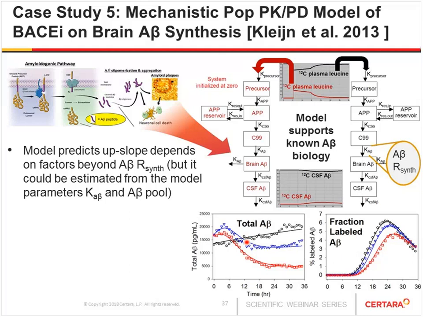In fact, their model predicted a number of things, and one of the things that was useful to predict is that the upswing that had been seen in the fraction labeled A beta depended on more factors beyond the rate of synthesis of A beta. However, they could obtain the rate of synthesis in an indirect fashion using the model. As you can see on the right-hand side, the rate of synthesis of A beta was indirectly determined from the rate in the model that related to the production of A beta in the brain.